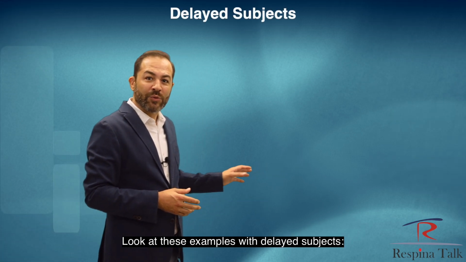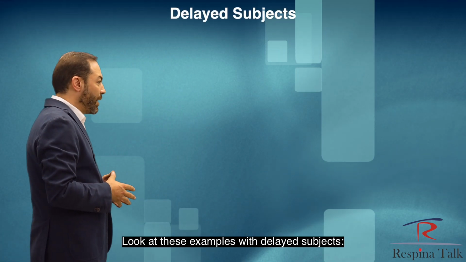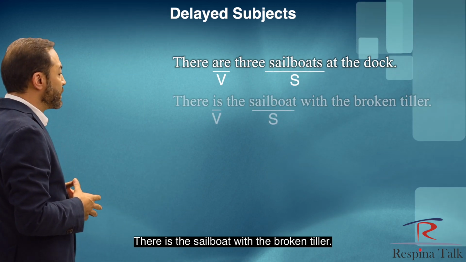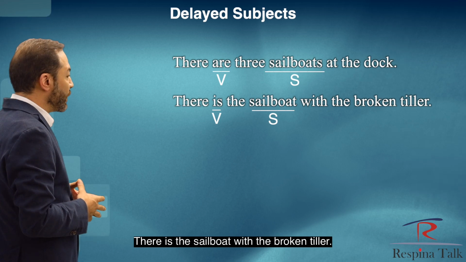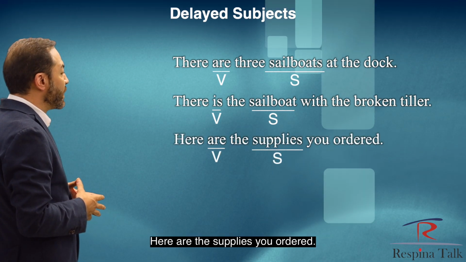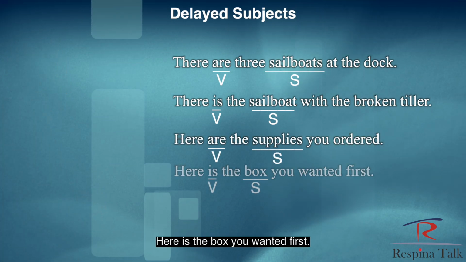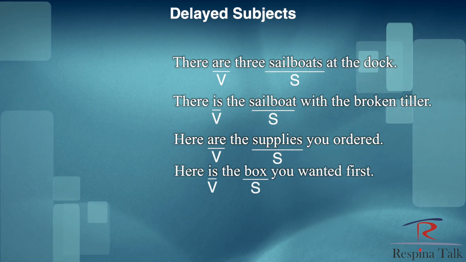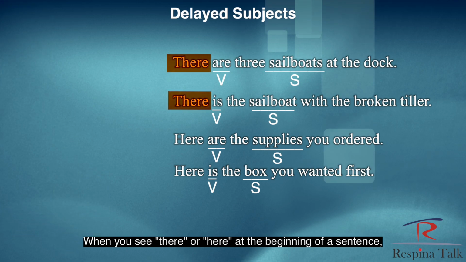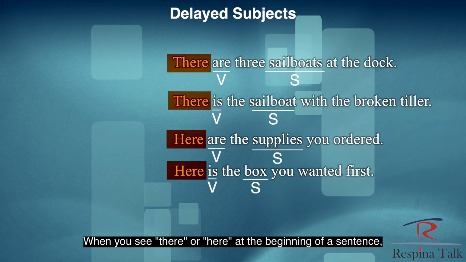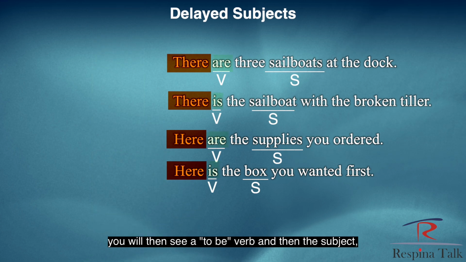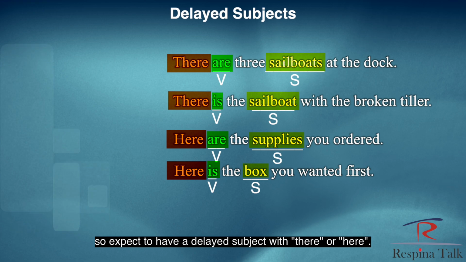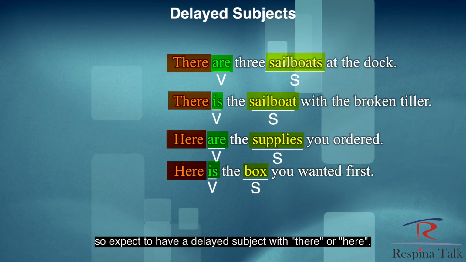Look at these examples with delayed subjects. There are 3 sailboats at the dock. There is the sailboat with the broken tiller. Here are the supplies you ordered. And here is the box you wanted first. So let's review this. When you see there or here at the beginning of a sentence, you will then see a to be verb and then the subject. So expect to have a delayed subject with there or here.